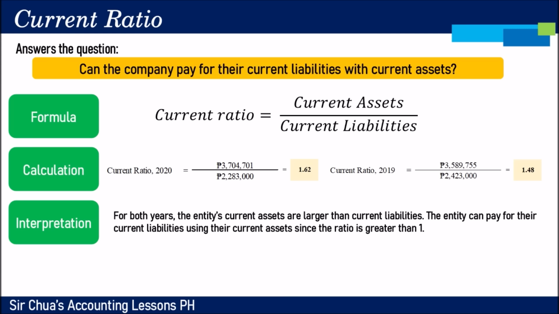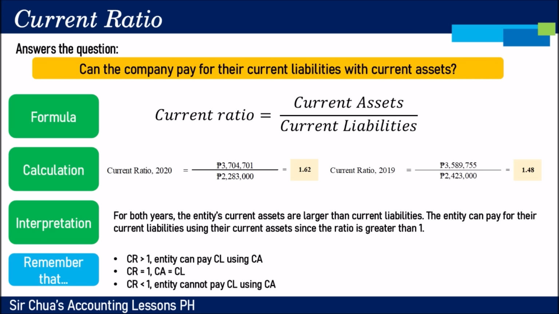So, ano naman kung greater than 1? Always remember that when the current ratio is greater than 1, the entity can pay current liabilities using current assets because the numerator, which is your current assets, is greater than the denominator, which is your current liabilities. And yun yung gusto nating mangyari. Mas malaki ang ating current assets kesa sa current liabilities. Now, if your current ratio is equal to 1, then your current asset is equal to your current liabilities. But, if your current ratio is less than 1, then the entity cannot pay their current liabilities using their current assets because what happened is that your numerator is lesser than the denominator.